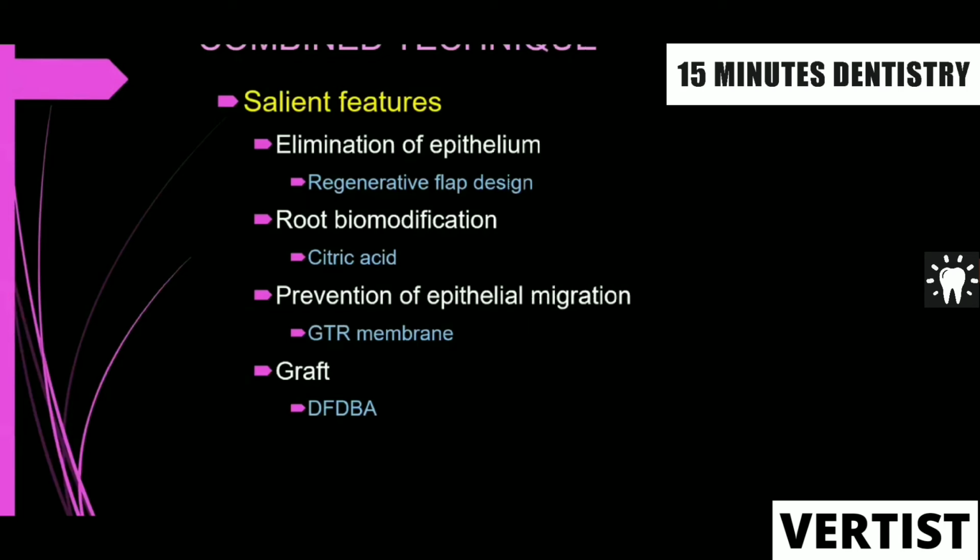So again the question is asked, what is the bone graft, classify and give combined technique. So it comes as a long answer question. So what are the salient features of that? Basically, it is a regenerative type of flap design you have to do for the elimination of epithelium. At the same time, you are achieving the root biomodification by citric acid. You also want to prevent the epithelial migration and allow certain cells from the periodontal ligament to regenerate.